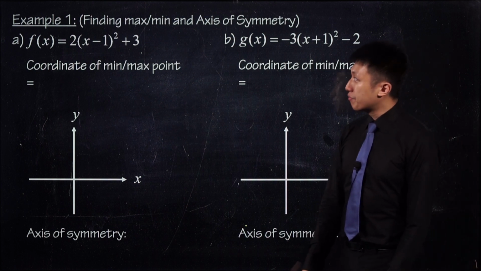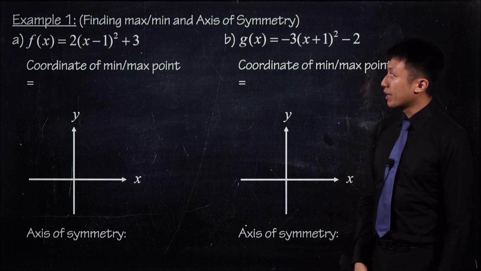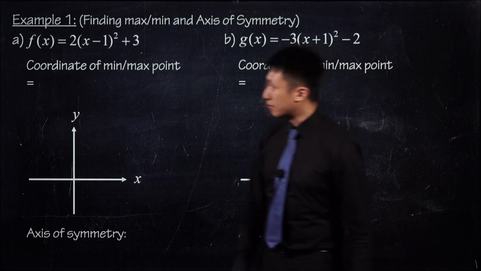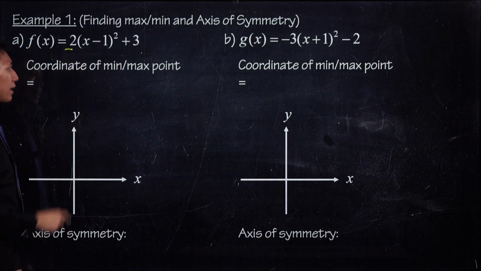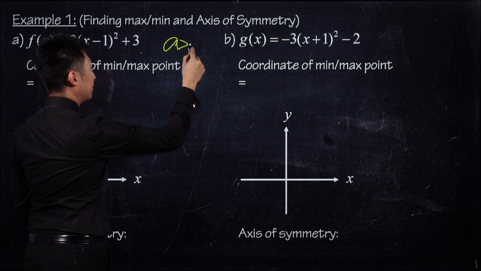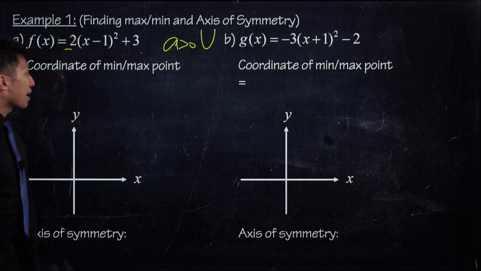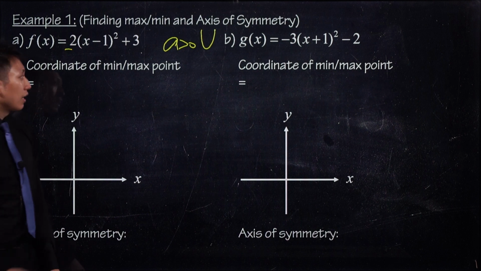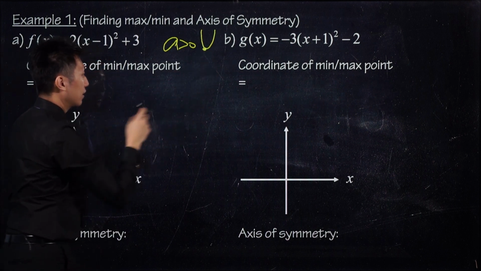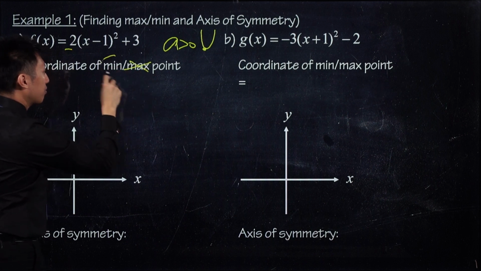Okay, so now I want to find the max min point and axis of symmetry. So tell me, this one, is it a sad face or smiley face? It's a smiley face, okay? Because a is bigger than 0, I have a smiley face. And how do I know the maximum or minimum point? It's smiley, so you have a minimum point. So no max point, minimum point only.